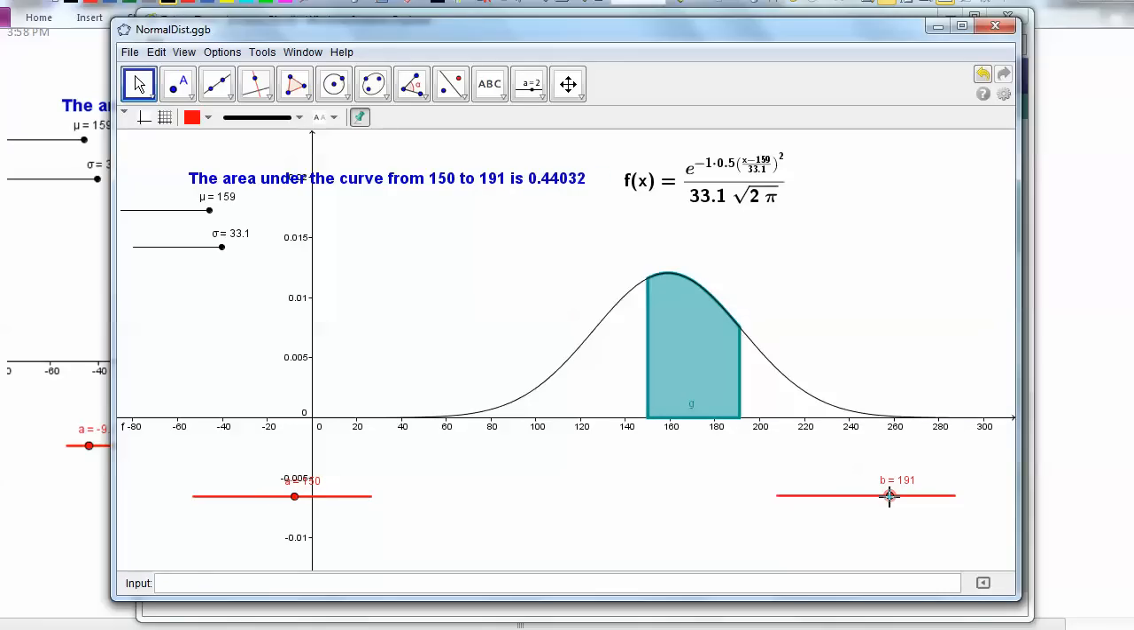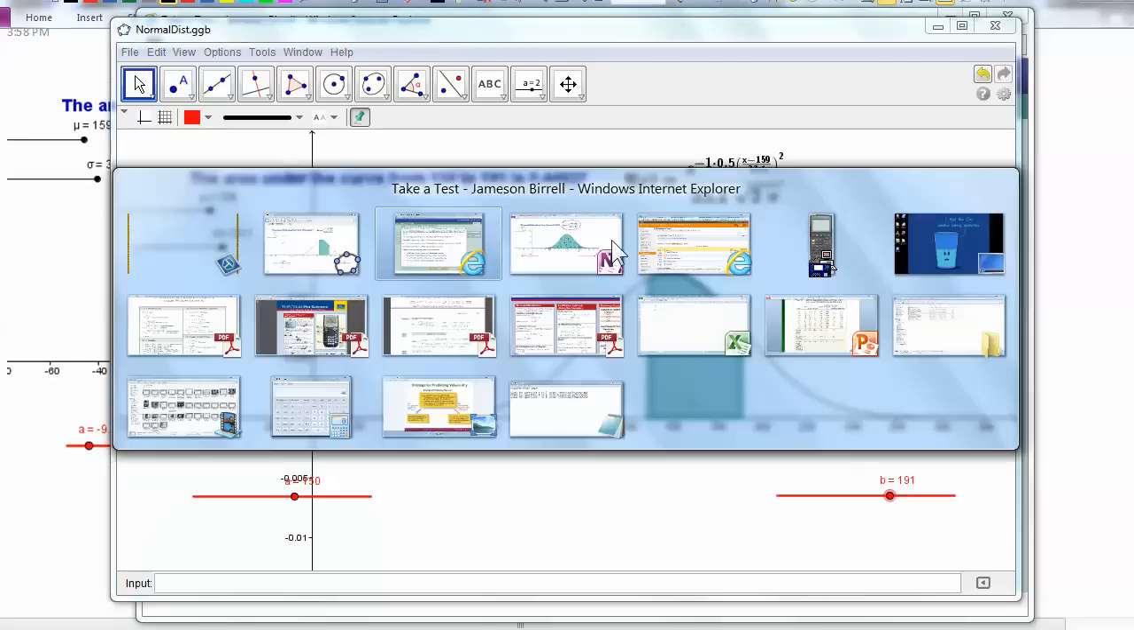Okay, then there we have the area underneath this normal distribution. It's not a standard normal distribution, it's non-standard. So these are x values in pounds, and it's from 150 pounds to 191 pounds. What's the probability that I could pick a pilot, a single person from this distribution? It would be 44%, basically, 44.03.